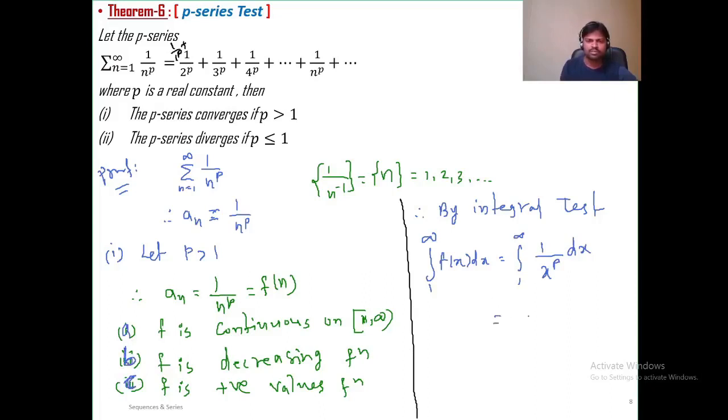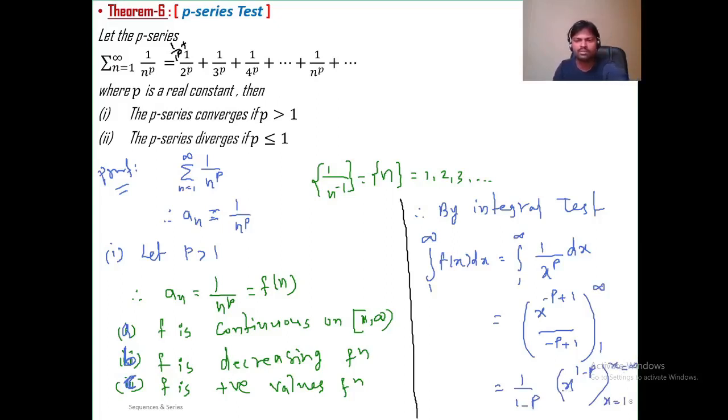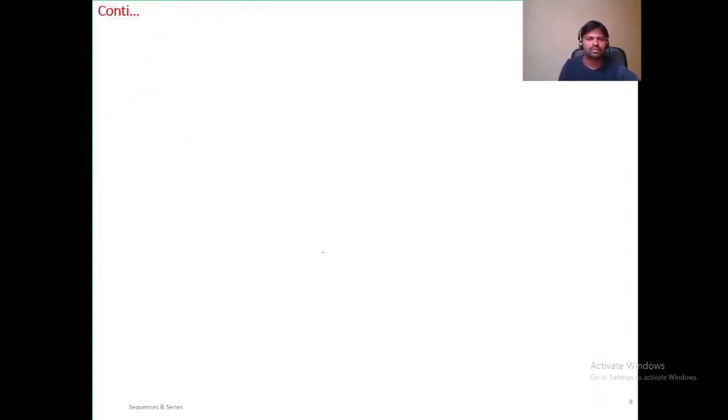So now, let me compute these values. What is this? X power minus p, right? So x power minus p plus 1 by minus p plus 1. And the limits are from where to where? 1 to infinity. Okay. Now 1 over 1 minus p I am writing outside, and x power 1 minus p. X is running from 1 to infinity, and these limits you have to apply. Okay. Look at this: 1 over 1 minus p.